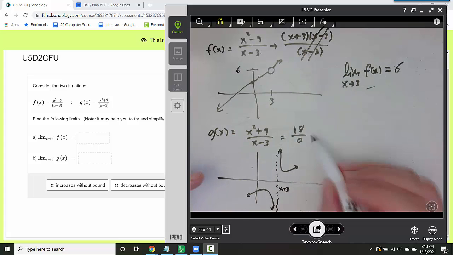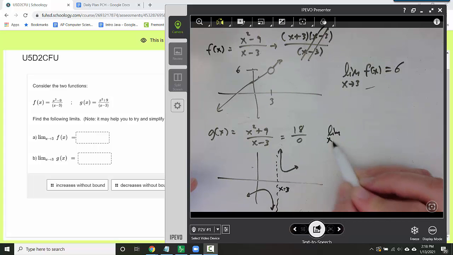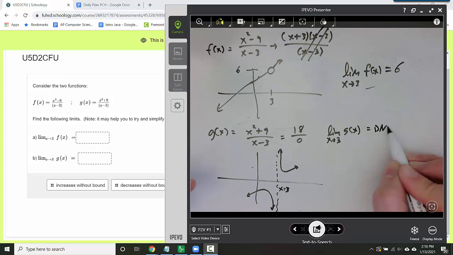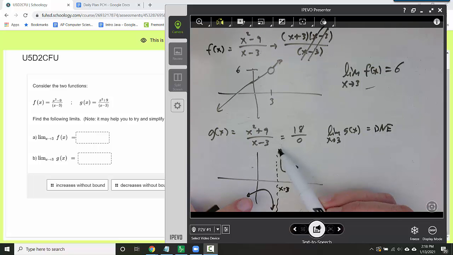In this case, the limit as x approaches 3 of g of x does not exist because from the right-hand side, we're increasing without bound, and from the left-hand side, we're decreasing without bound. And you wouldn't actually have to think that hard about it. As soon as you've got a vertical asymptote, you know that the limit doesn't exist. So that would be a solution to that one.